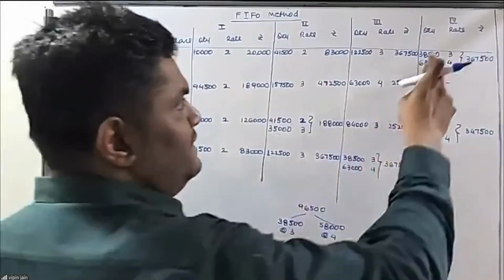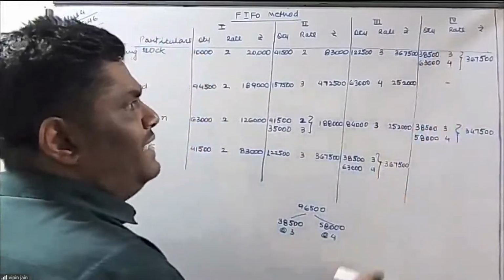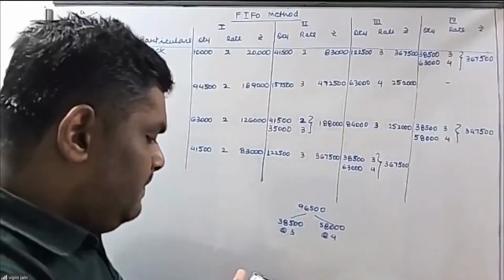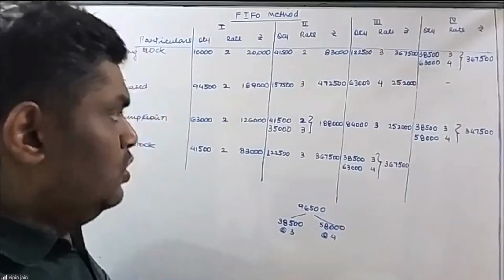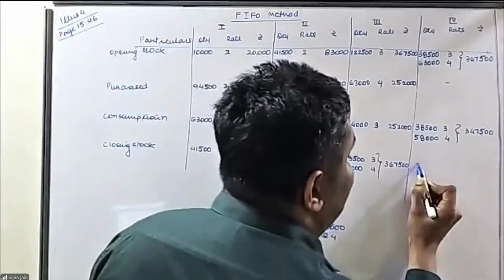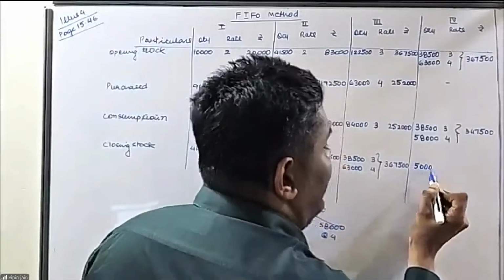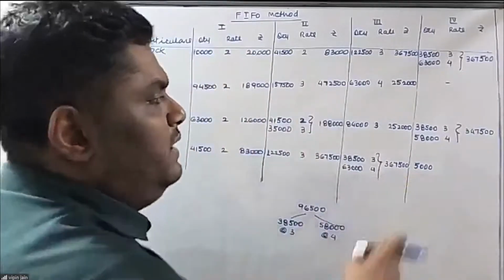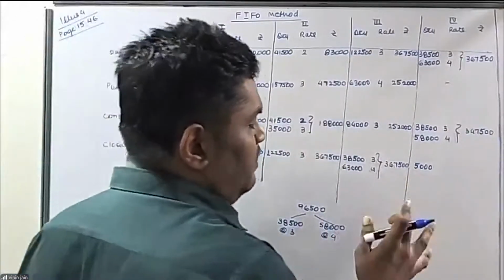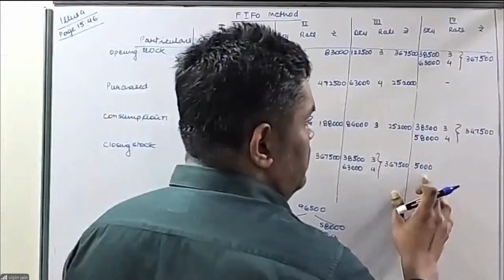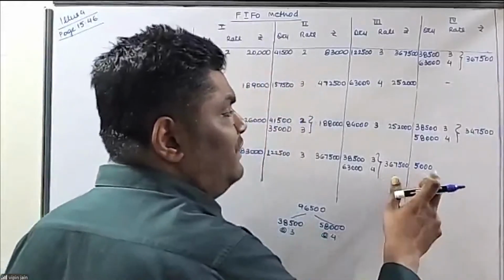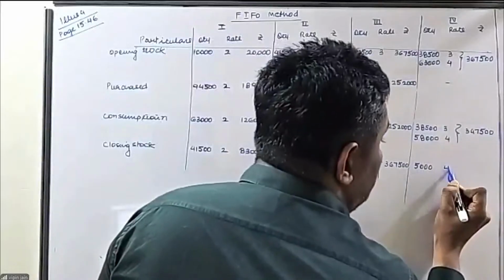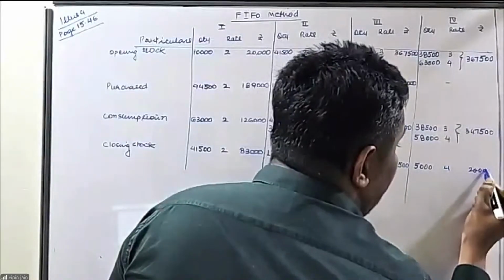So it means 38,500 is fully utilized, then out of 63,000, 58,000 is utilized. So we are left with 5,000 kgs, and that is our closing stock. It is already given in the question only. So the value of this 5,000 will be at rupees 4, so the value of closing stock will be 20,000 rupees.